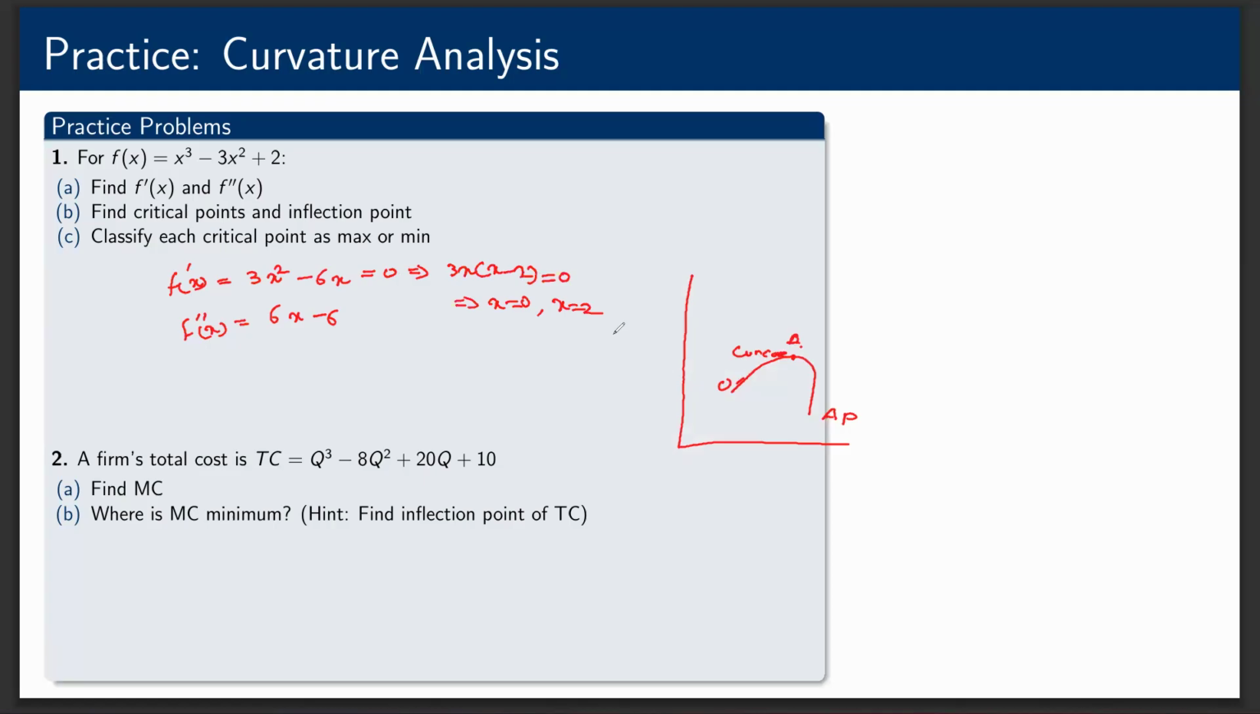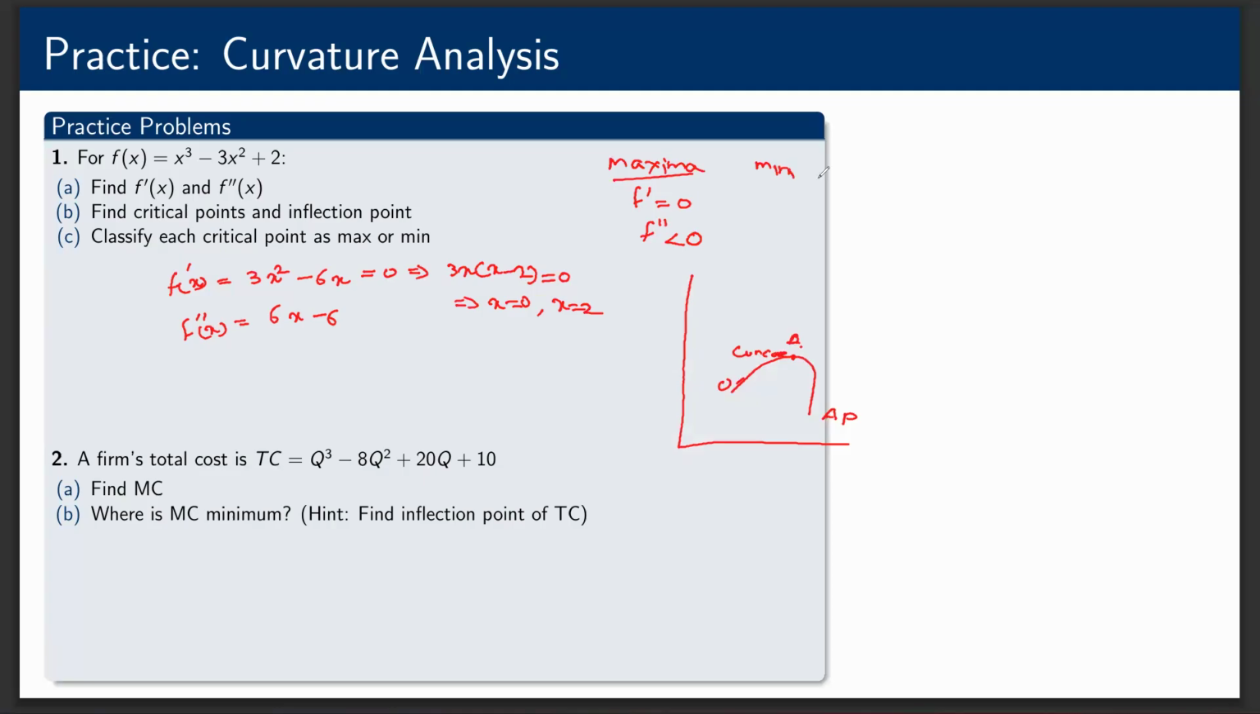Then classify the critical points as maxima or minima. Okay, for maxima, I'm writing here. Maxima. Put first order derivative equal to 0, and then find second order derivative, which should be less than 0. It is a maximum point.